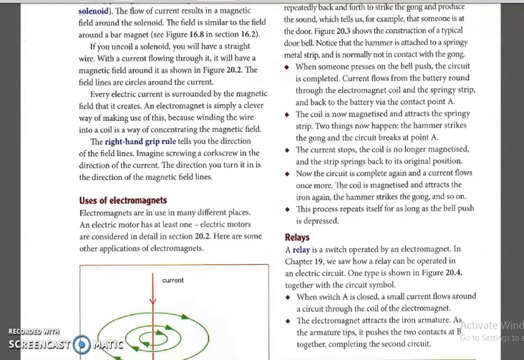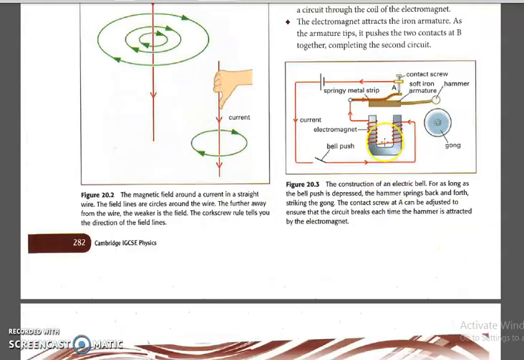Okay, so this is how an electric bell is working. Here we can see that when the current is flowing through the circuit, it will be magnetized, and this particular metal strip will be attracted, and the hammer will hit the gong. When the hammer is hitting this gong, the circuit is broken now, and it will be demagnetized at this position.